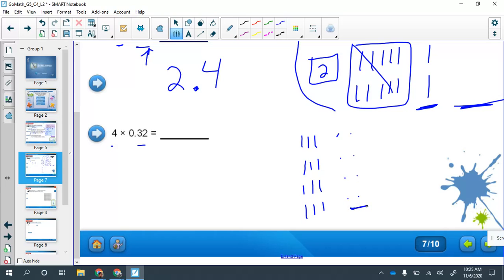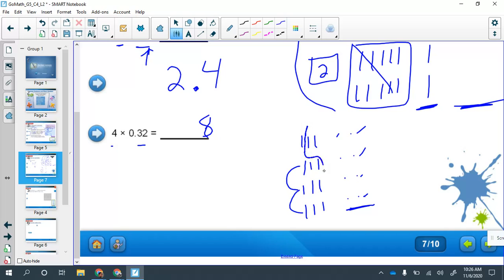Starting off, let's count up our hundredths. If we count up our hundredths here, we have 2, 4, 6, 8 hundredths. And then we count up our tenths, and we have 3 and 3 is 6 and 9. So we're going to be able to regroup here.